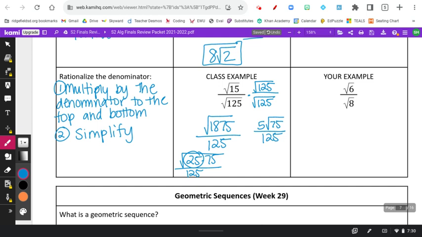And then when I'm simplifying, I need to double check that I've simplified as much as possible. I have not, because 75 can also be rewritten as 25 times 3. So we can simplify this one more time. The square root of 25 is 5. That comes out here and multiplies with that 5, gives us 25 on the outside, 3 inside of our radical, and 125 in the denominator. And that's your final answer.